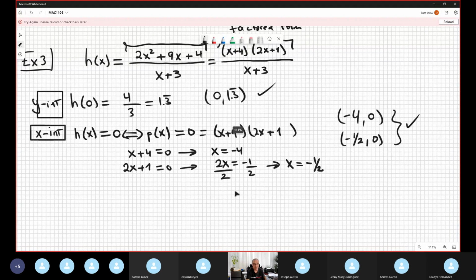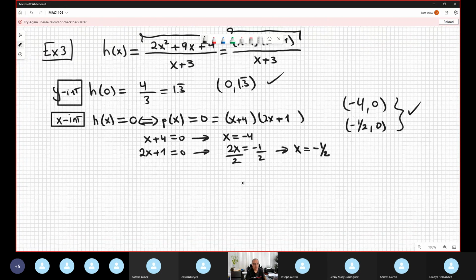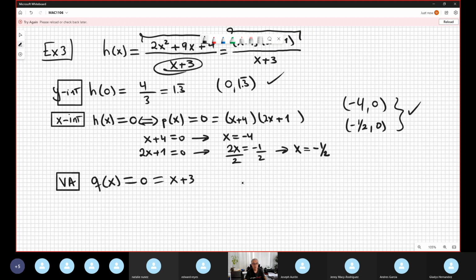Now, vertical asymptote. Vertical asymptote is too easy. You take the polynomial Q and you force it to be 0. Get the polynomial at the bottom: x plus 3. Well, it's a linear equation. It's obvious that x equals minus 3. Okay, minus 3, we have one vertical asymptote.